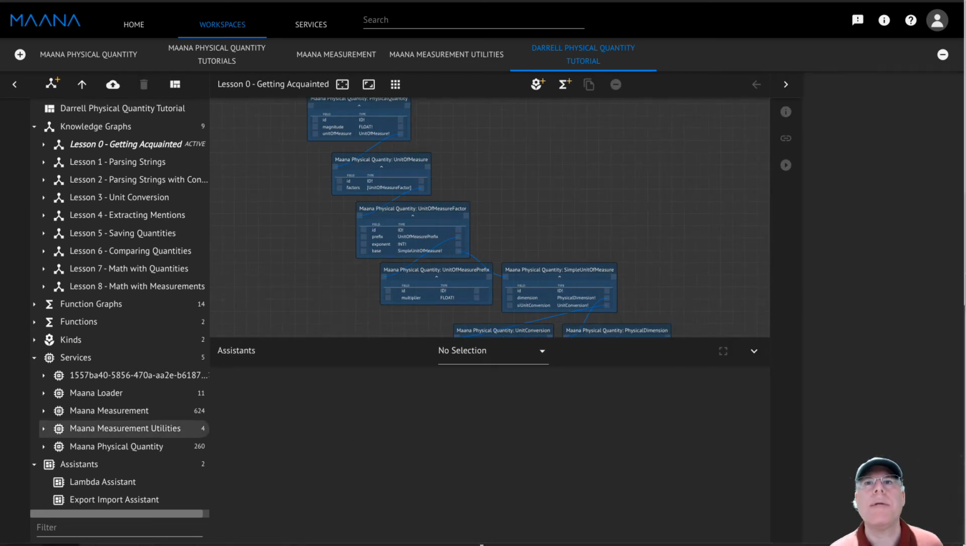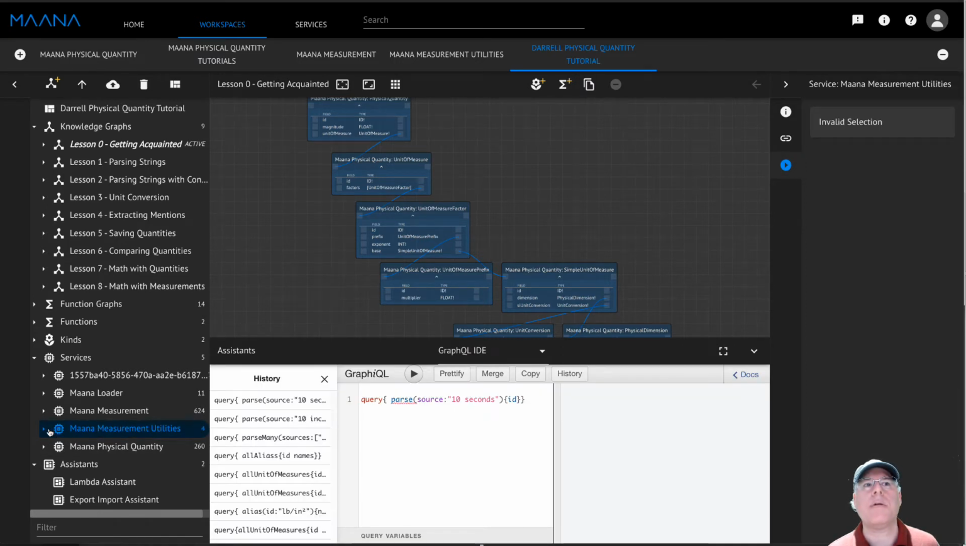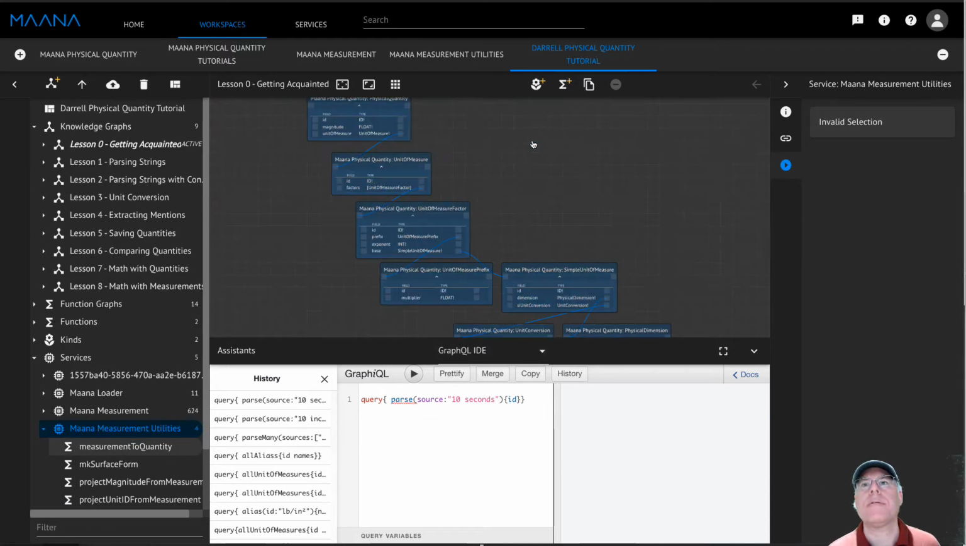All right, it's time to have a little fun. So now we're going to convert measurements from the monomeasurement kind into physical quantities. And in doing that, we're going to have to reconstruct the unit measure kind, including all of its rich properties, its physical dimension, its unit conversions, its factors, from the monomeasurement kind's unit of measure, which is really just a surface form. So to help us do that, we're going to use the measurement to quantity function that's provided in the monomeasurement utilities service. So let's start by bringing that into our workspace. We're going to drag that function onto our canvas.